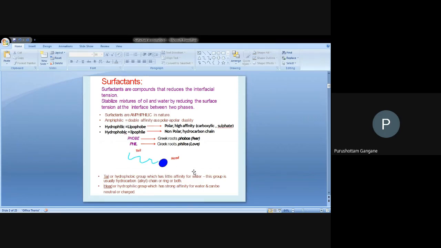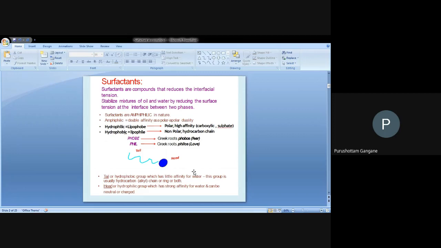So when it comes to the interface of oil and water, the polar head turns toward the water phase and the non-polar tail moves toward the oil phase. Okay, so they adsorb at the interface. All the surfactant adsorbs at the interface between two immiscible phases, and by doing this, they mix the two phases. Okay, they connect the two phases by adsorbing at the interface.